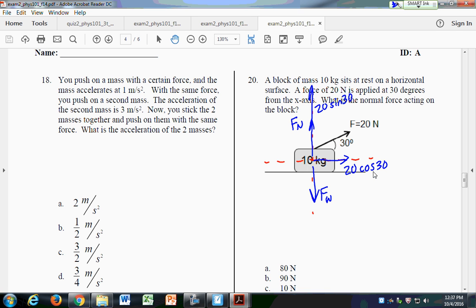And then ask myself, what is it that I'm looking for? I'm looking for the normal force, so I need to look at the forces in the y direction because that's where the normal force is going to come up. And I say, applying Newton's second law, the sum of the forces in the y is equal to 20 sine 30, because it's upwards, it's positive, plus Fn minus Fw equals 0, and then I solve that for Fn. I know Fw is 100, I know this is 10, this is 10, so I can solve for Fn.